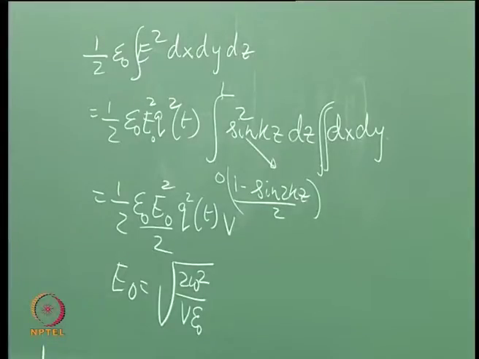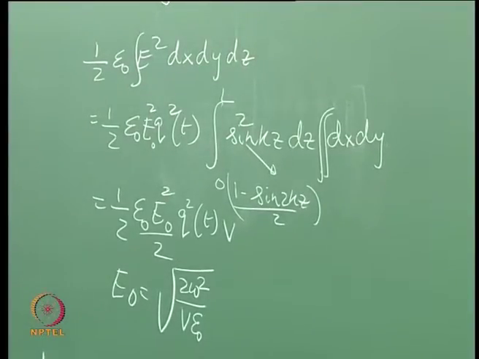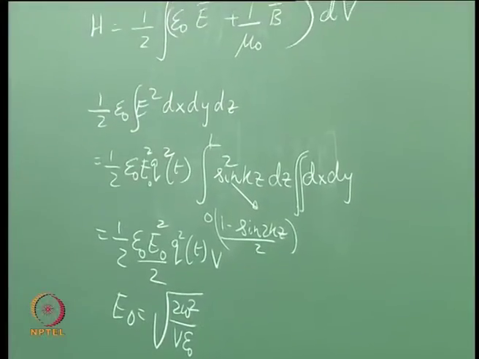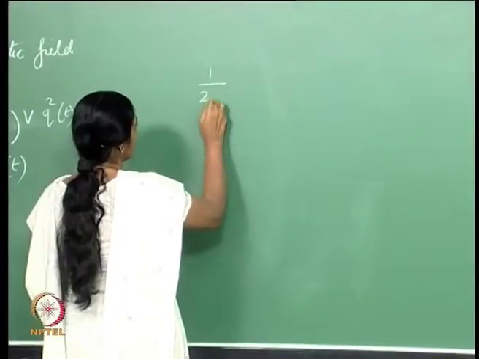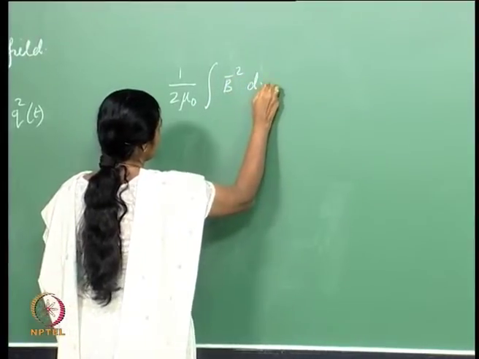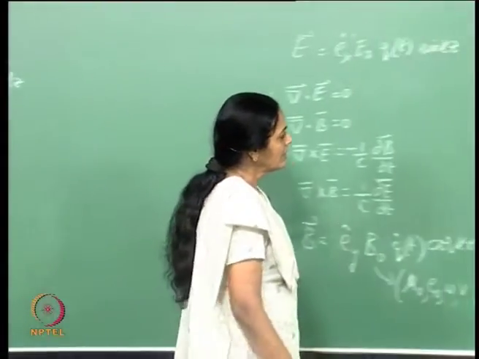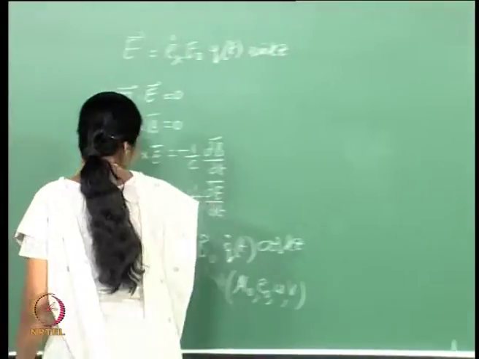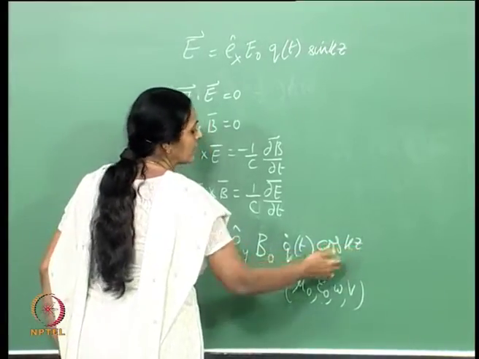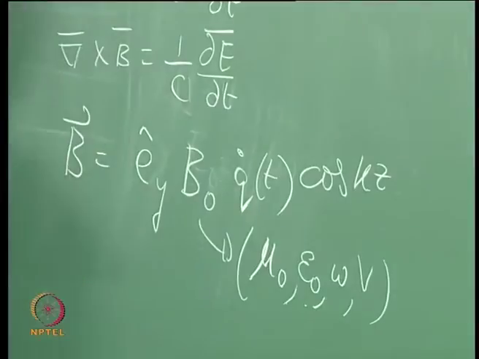Then I have the second term, which is an integral over B squared dV. I can do it the same way that I did the integral over the first term. So I need to consider 1 by 2 mu 0 integral B squared dx dy dz. Once more, when I substitute for B, there is a q dot squared of t, there is a cos squared kz and can be written in terms of cos 2 kz, and using the limits of integration I find that that gives me a V by 2.